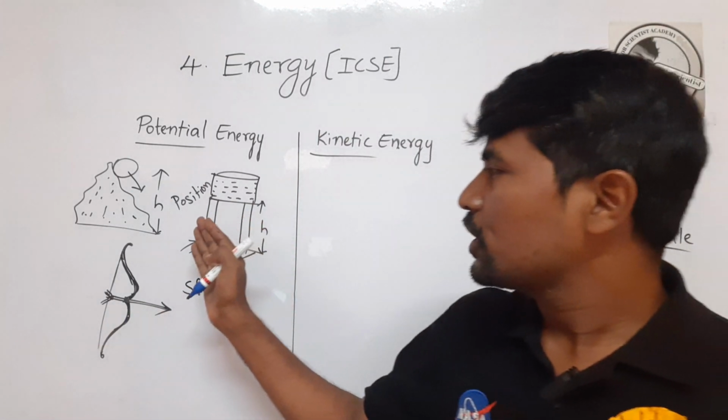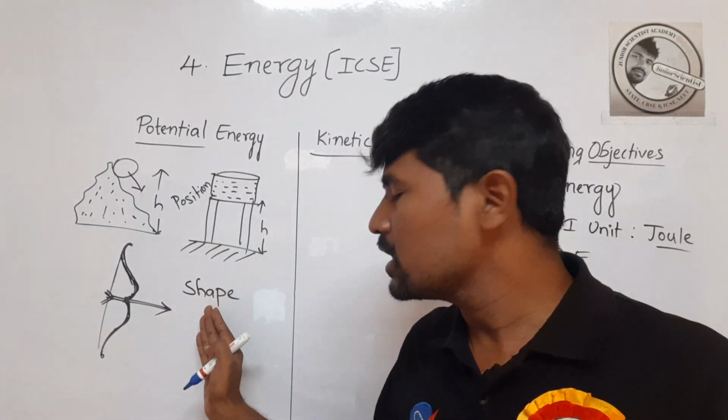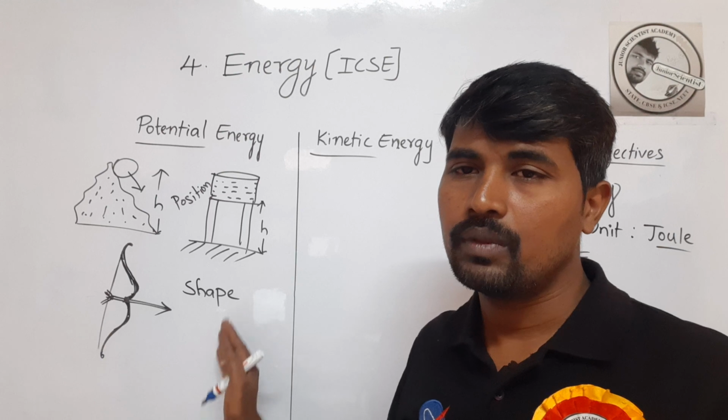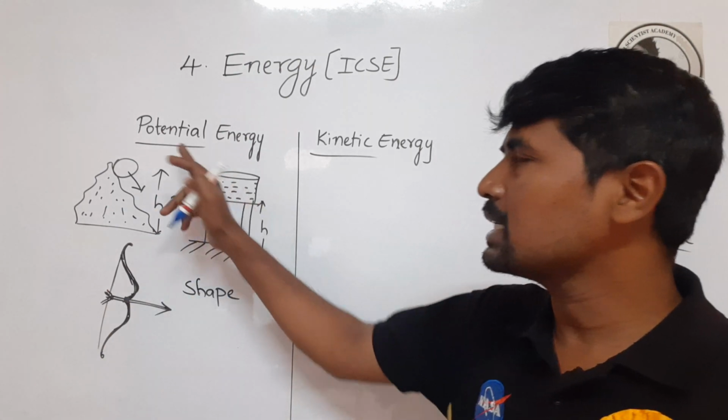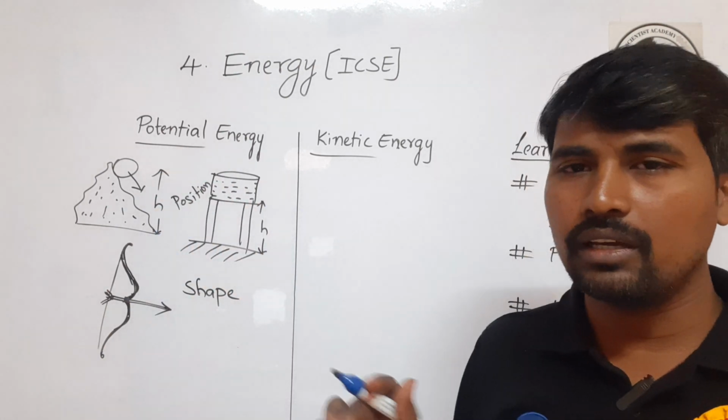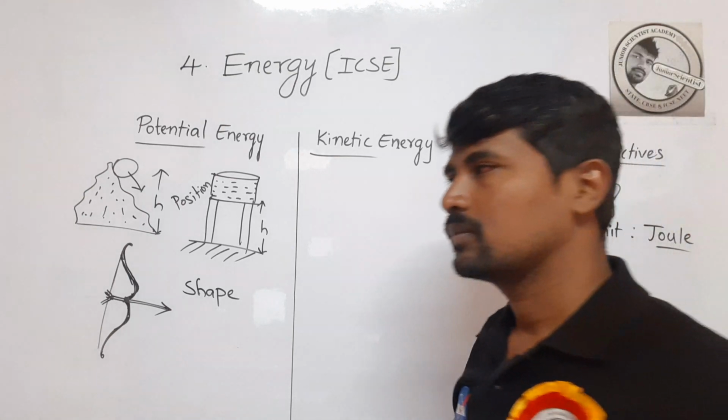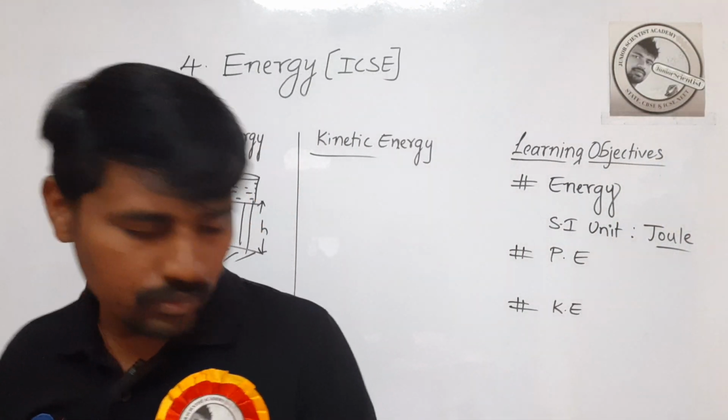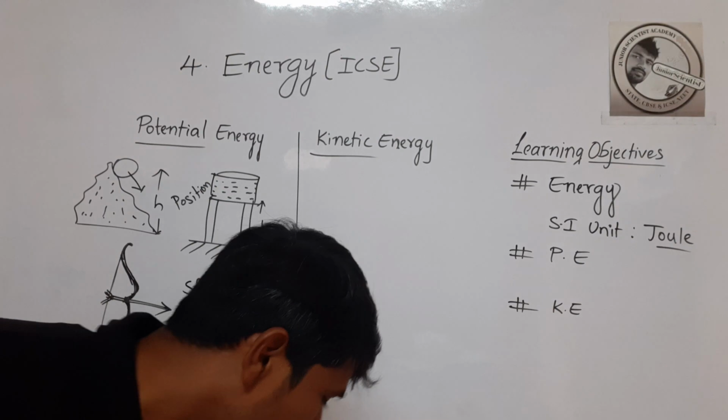If you observe a change in position, if you observe a change in shape, then those objects possess potential energy. It's clear? Next, for example, if you take the scale also.